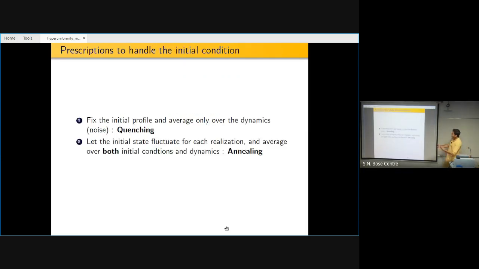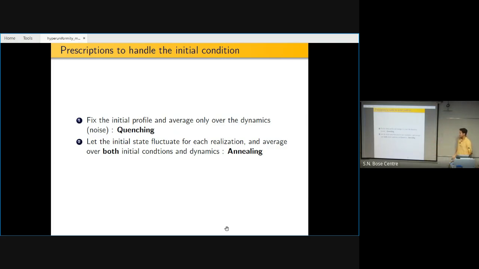So what do we mean by handling the initial condition? They prescribe two different methods. In one, you place the particles uniformly at the beginning, and whatever you have done, that is the initial profile. For every other realization, you just play around with the noise. You do not tamper with the initial profile anymore. This is called quenching, and the names quenching and annealing have been taken from the study of disordered systems. By quenching, we mean something that is frozen in time. I have fixed the initial state, and that's it. I am now changing my noise and seeing what happens for different realizations of the noise, but I'm not changing my initial state.